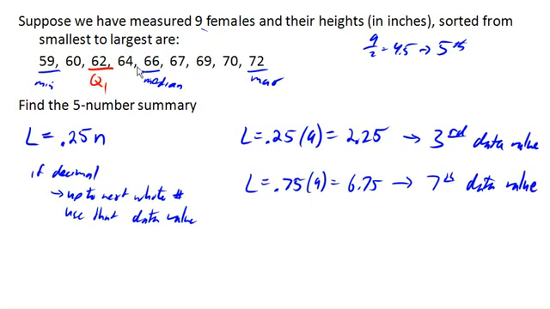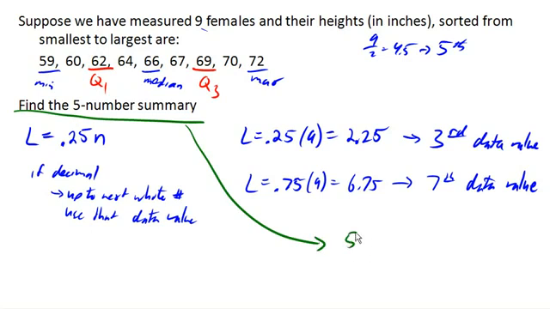So to answer our original question here of find the 5-number summary, the 5-number summary here is those 5 numbers: the minimum, the quartile 1, the median, the quartile 3, and the maximum. That's our 5-number summary. So in the next video, we'll look at what to do if this locator does not come out to be a decimal.